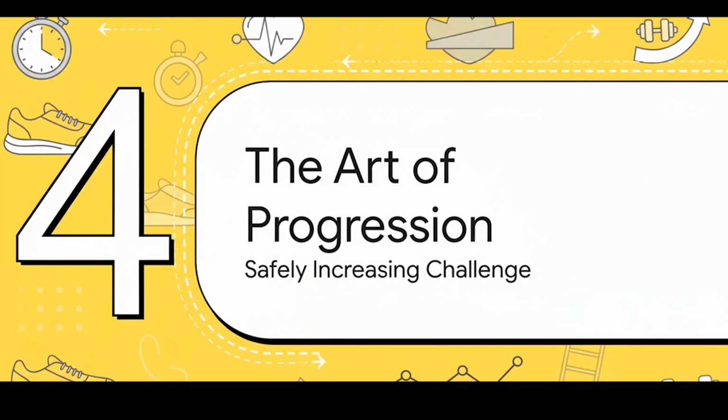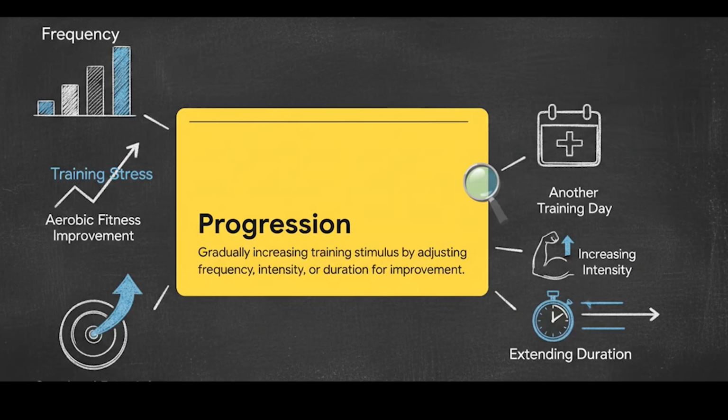All right, listen up. A program that never changes is a program that stops working. It's as simple as that. The human body is an incredible adaptation machine, which means we have to keep finding ways to challenge it. But, and this is a big but, we have to do it smartly and safely. Let's talk about the golden rule of progression. Progression is just the fancy term for making things a little bit harder over time. It's how we apply overload, and we can do that in a few ways.